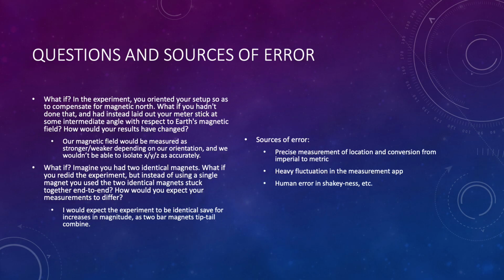Regarding some sources of error, as mentioned before, precise measurement of location was a little bit difficult for me for the experimental setup because all I really had on hand were imperial tape measures. And then the conversion from imperial to metric can offer some impreciseness. There's also heavy fluctuation in that measurement app. If you recall before, it was pretty shaky, but that's one source of error. There's also human error in shakiness of my hand and moving the magnetometer around.